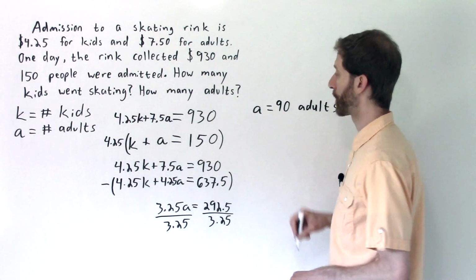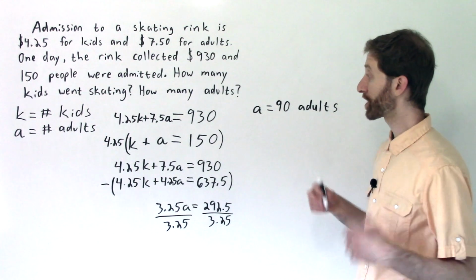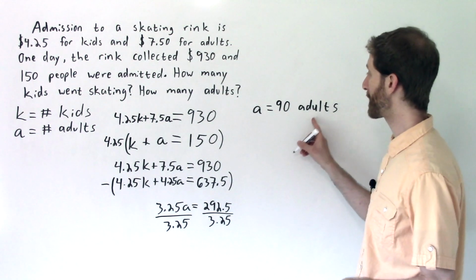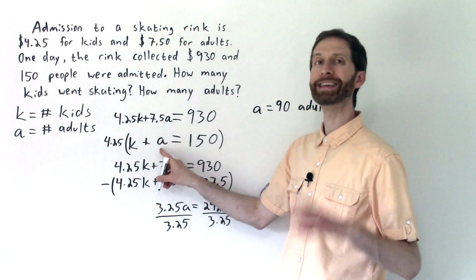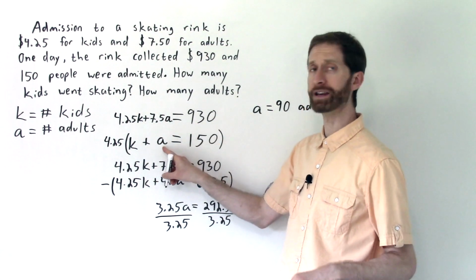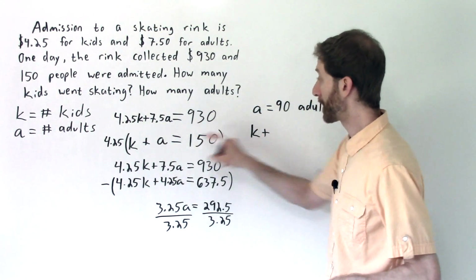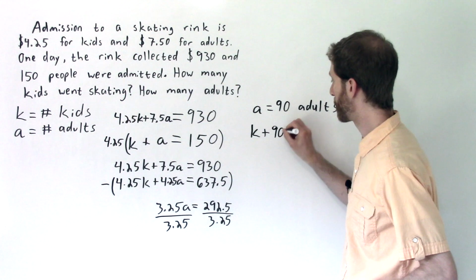Not 90 kids we want to know about. So now from here, I've got that A value of 90. Just like in other systems of equations, I'm going to take that value, plug it in for A in the easier of the two equations, and 750 times A with a bigger number is not nearly as appealing as K plus A. So I have K plus A, which is 90, is equal to 150.